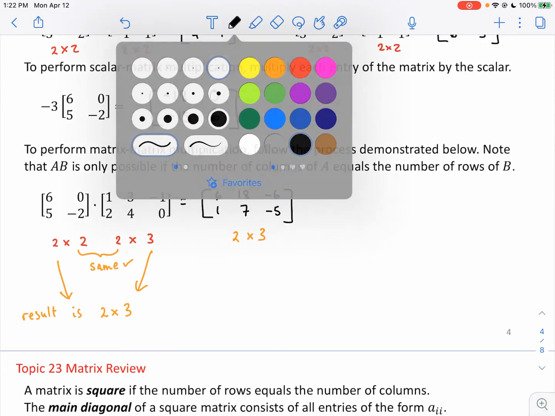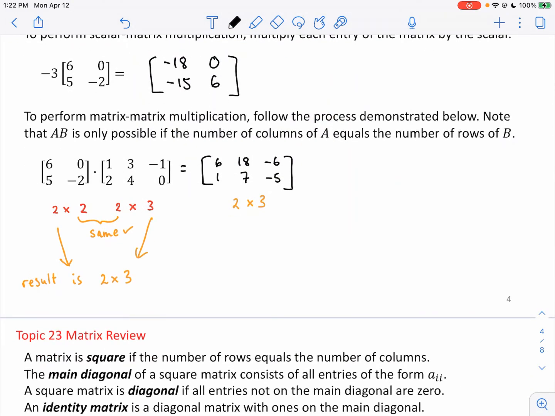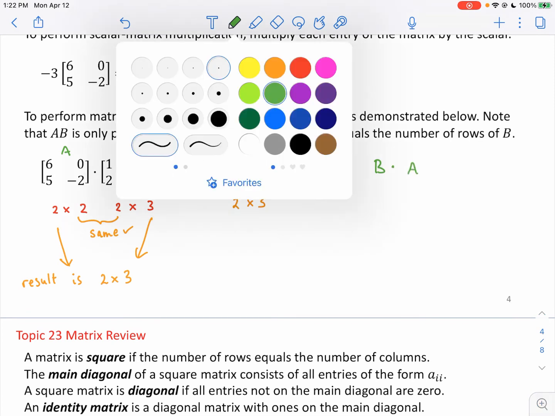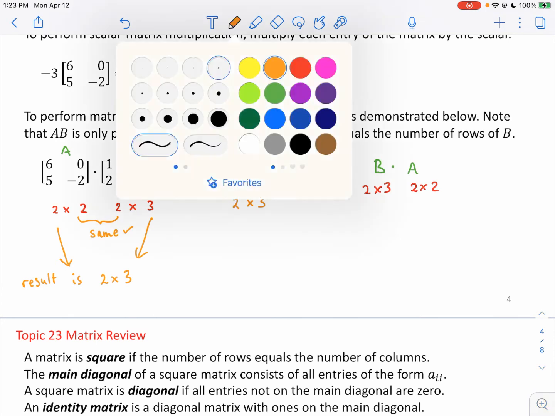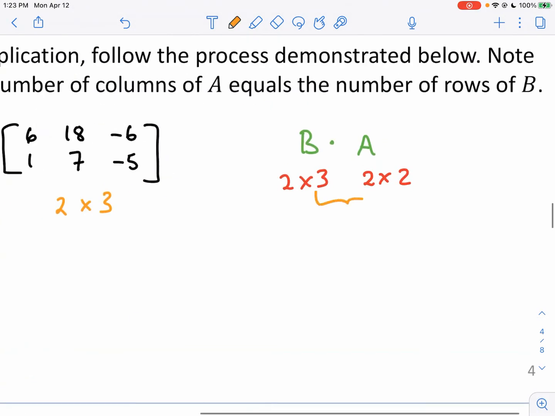So in this case, if I were to switch these around, let's call this first matrix A and the second matrix B. If I tried to do B times A, let's look at their dimensions. B is 2 by 3 and A is 2 by 2. So this product is not possible because these numbers don't match. So not the same, thus the product is not possible, at least the product as defined this way.